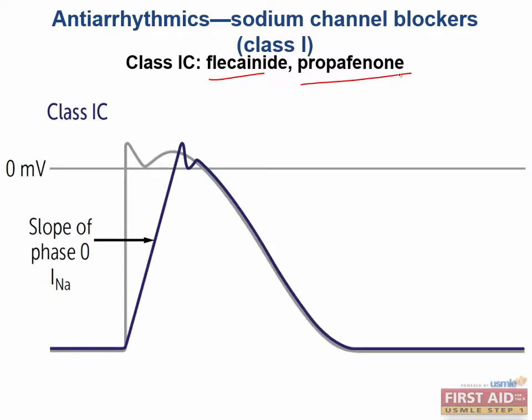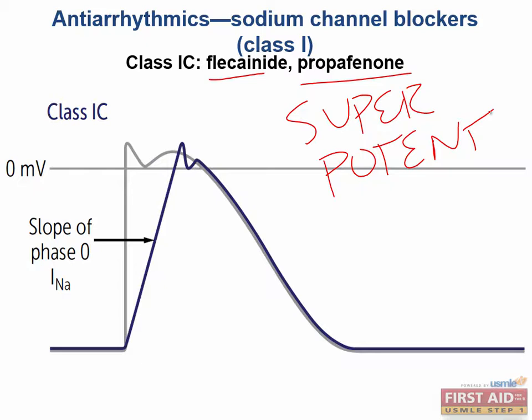Now check out this slope. It looks like something you could even walk up compared to the slopes that we saw for the 1A and the 1B drugs. What is this telling us about the ability of 1C agents, flecainide and propafenone, to block the fast sodium channels? It is telling us that these are super potent. They take forever to dissociate from the sodium channels.